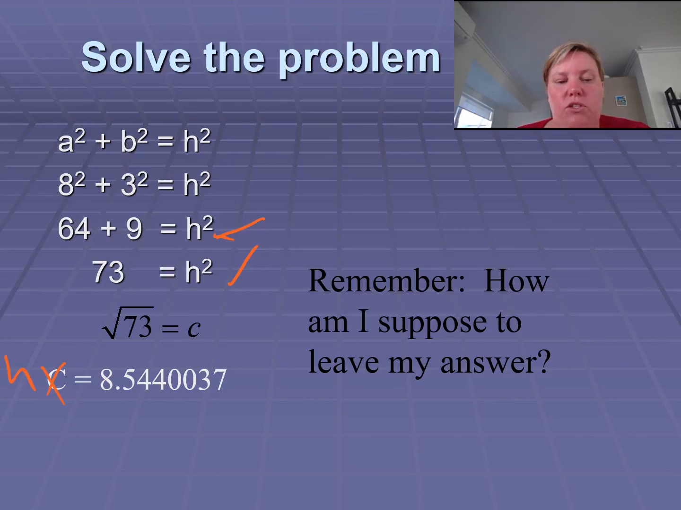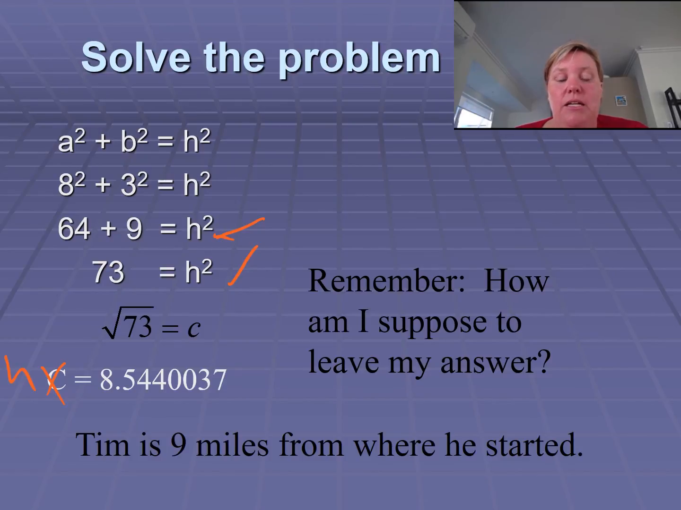The answer was 8.544, but that's not all that useful because it said to the nearest kilometre. So Tim's actually 9, bad Miss Wilson, 9 kilometres from where he started. Now it's 9 because I was asked to leave it to the nearest whole kilometre. And if you have a look at 8.5, that actually rounds up to 9, not 8.